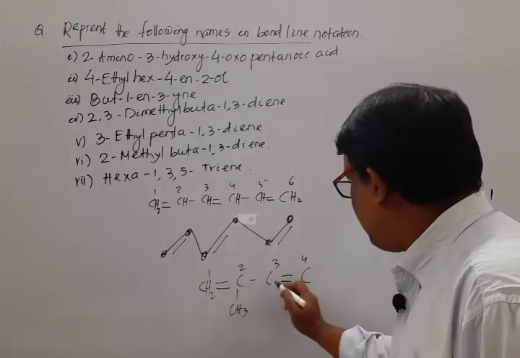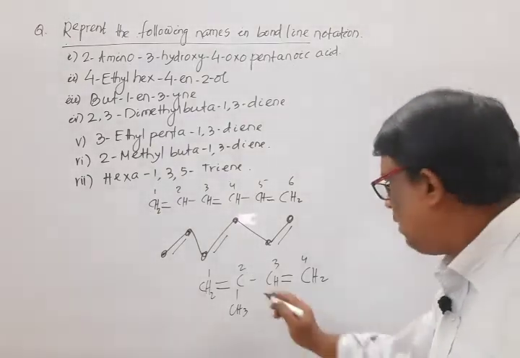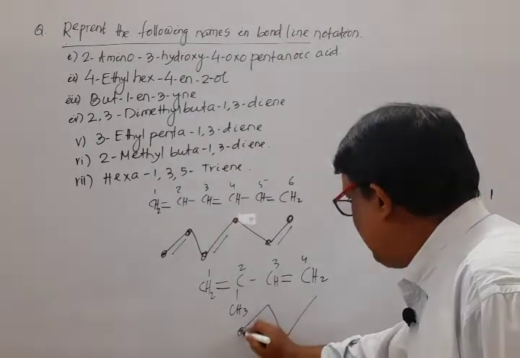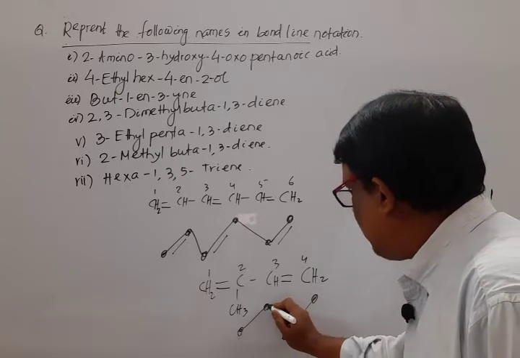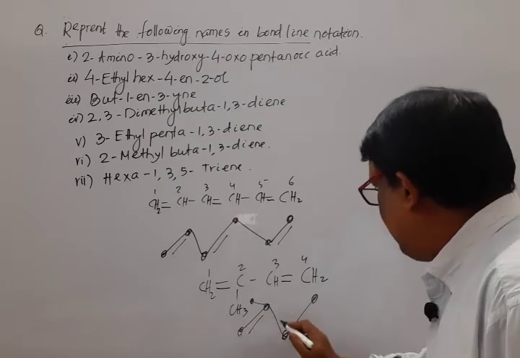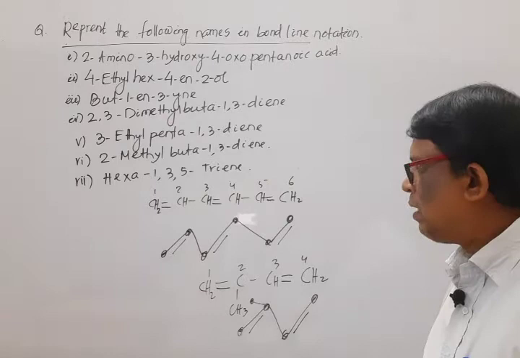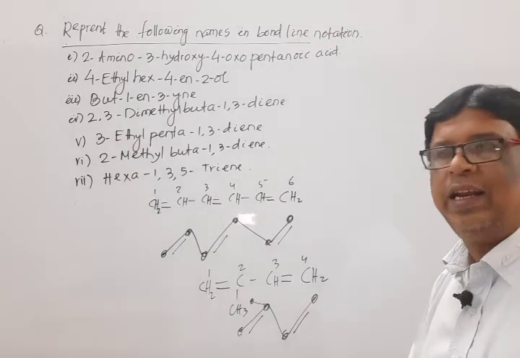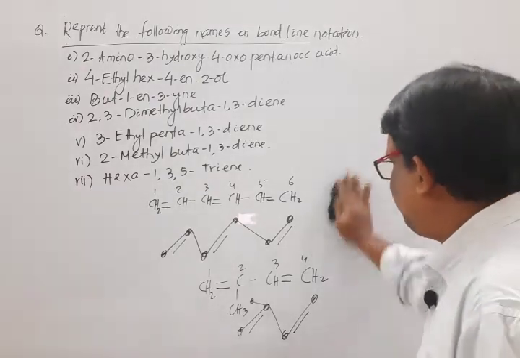1, 2, 3, 4. So how to write the bond line? There are 4 carbons: 1, 2, 3, 4. At position 2 there is one branching. At position 2 there is a double bond, and at position 3 there is also a double bond. So it is known as 2-methyl buta-1,3-diene. Okay. Move to the next one.